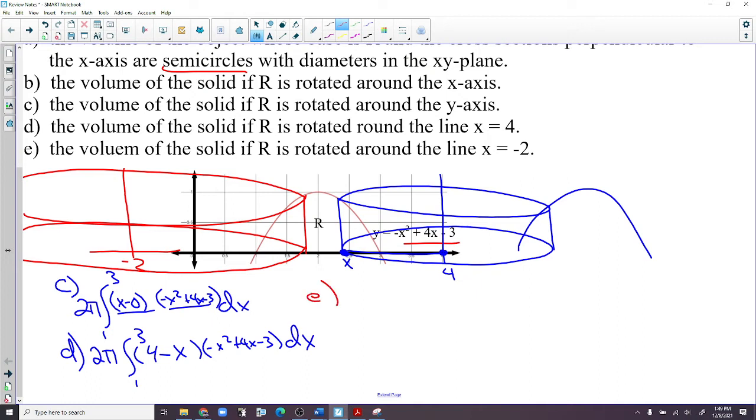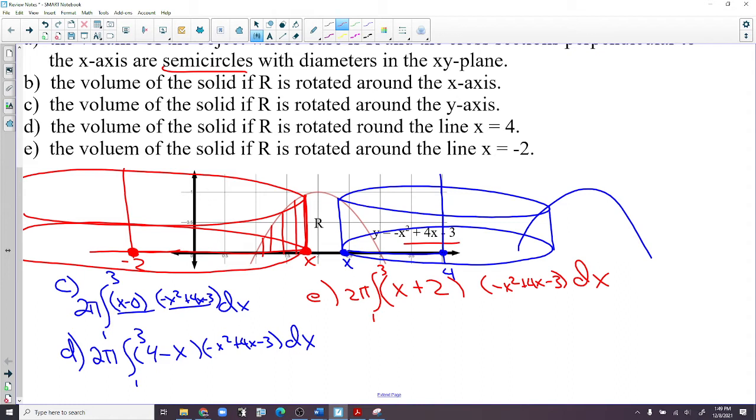So letter E, 2 pi. We're picking our x values from 1 to 3, all of those cylinders. So integrate from 1 to 3 of r times h dx. So the radius goes from this x value that we picked all the way over here to -2. There's the center of the cylinder because that's what we're rotating it around. So this right here, from the x to -2. So x minus -2 or x plus 2, and then negative x squared plus 4x minus 3.